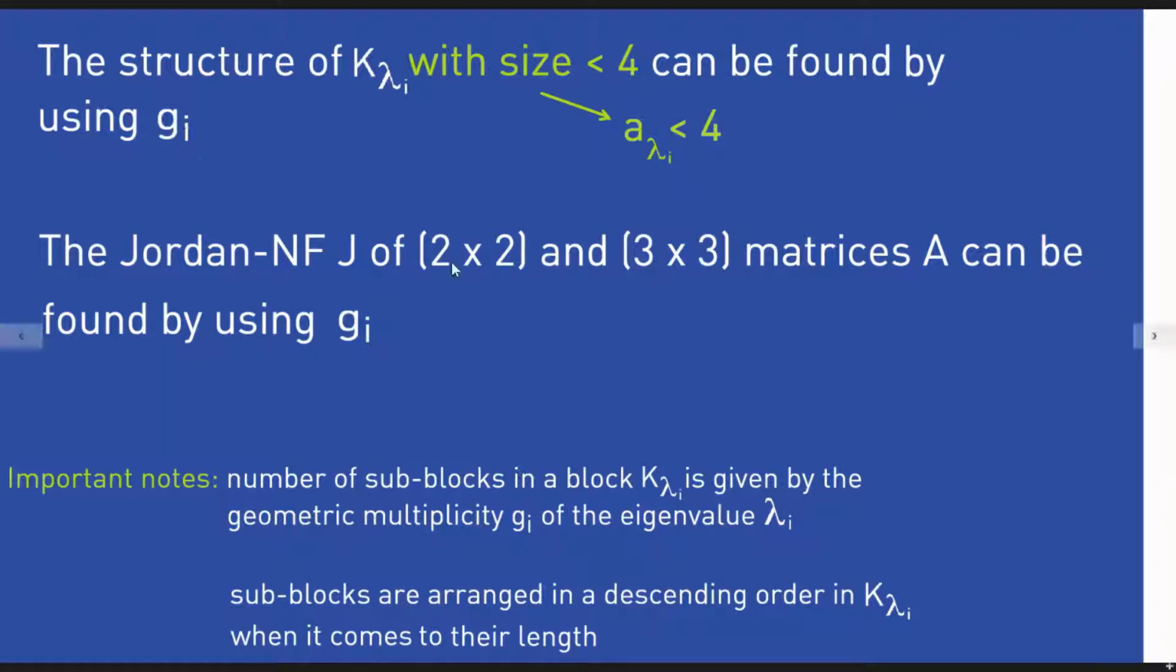This is especially true for 2 times 2 and 3 times 3 matrices A, because these matrices can only have Jordan blocks k lambda I of length smaller or equal 3. So that means, if A is a 2 times 2 or 3 times 3 matrix, and we already know the geometric multiplicity gi of each eigenvalue lambda I, we can immediately write down the Jordan normal form J without any extra calculations.